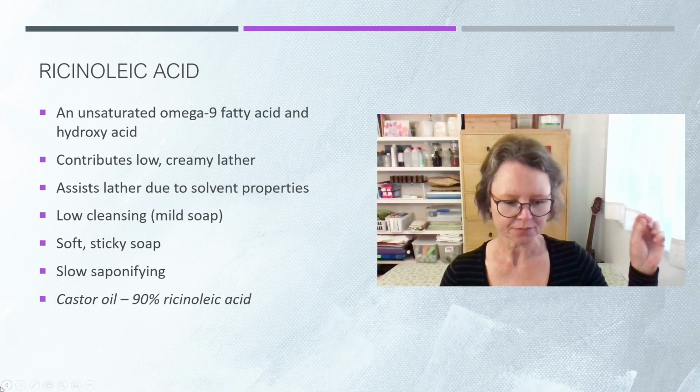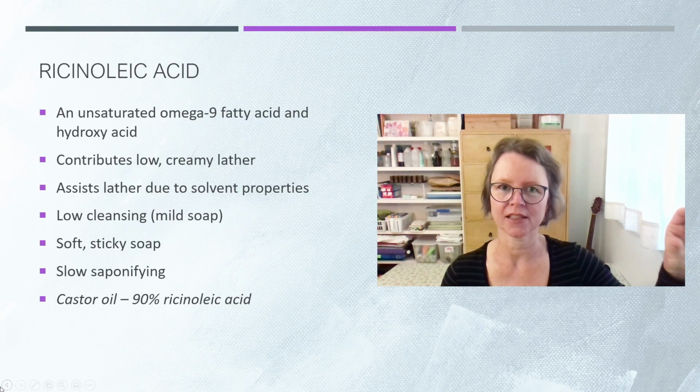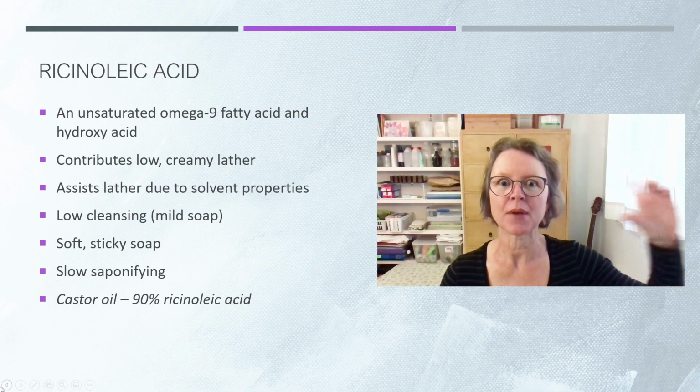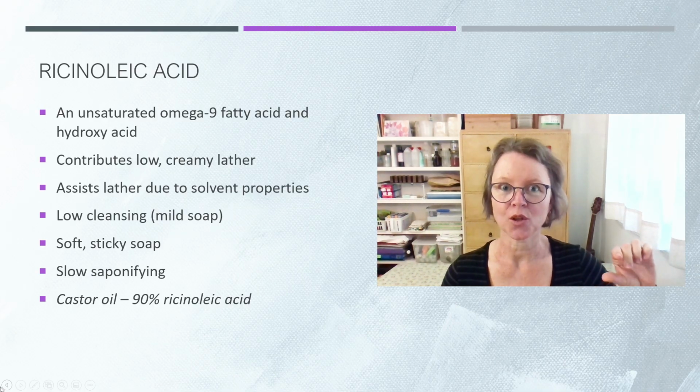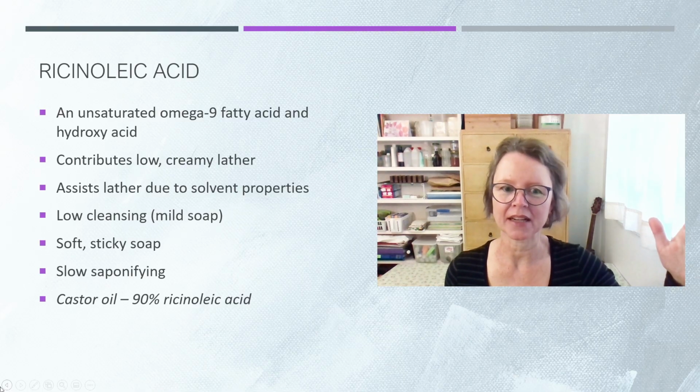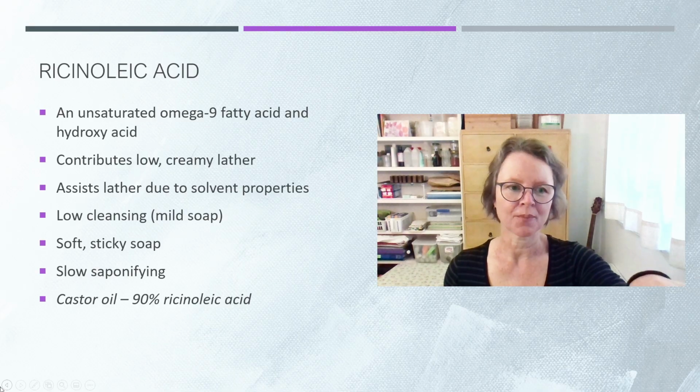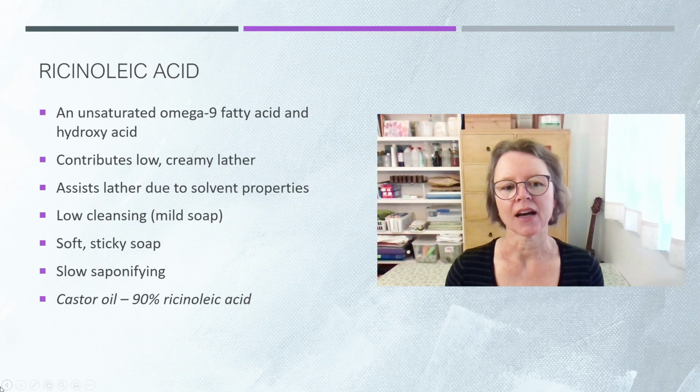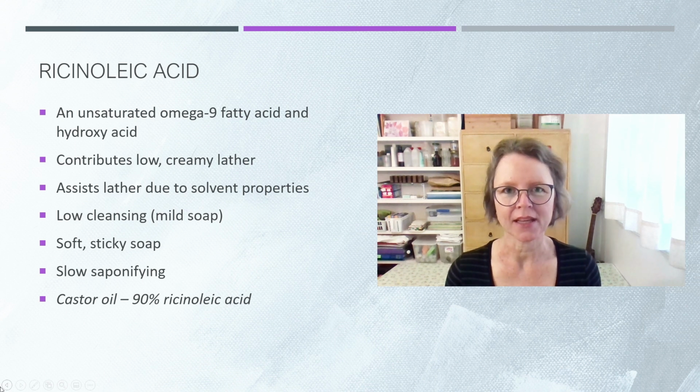And if you think about lauric and myristic acid, those first two we talked about, they have the biggest lather of all, but also very soluble soap. So increasing the solubility of the soap, which means it doesn't last long, often soaps with high solubility will have a better lather. So it makes sense that this ricinoleic acid, because of its solvent properties, boosts the lather a little bit. Ricinoleic acid contributes low cleansing properties, so it makes mild soap. It also makes a really soft, sticky soap in large amounts, and it's slow to saponify.